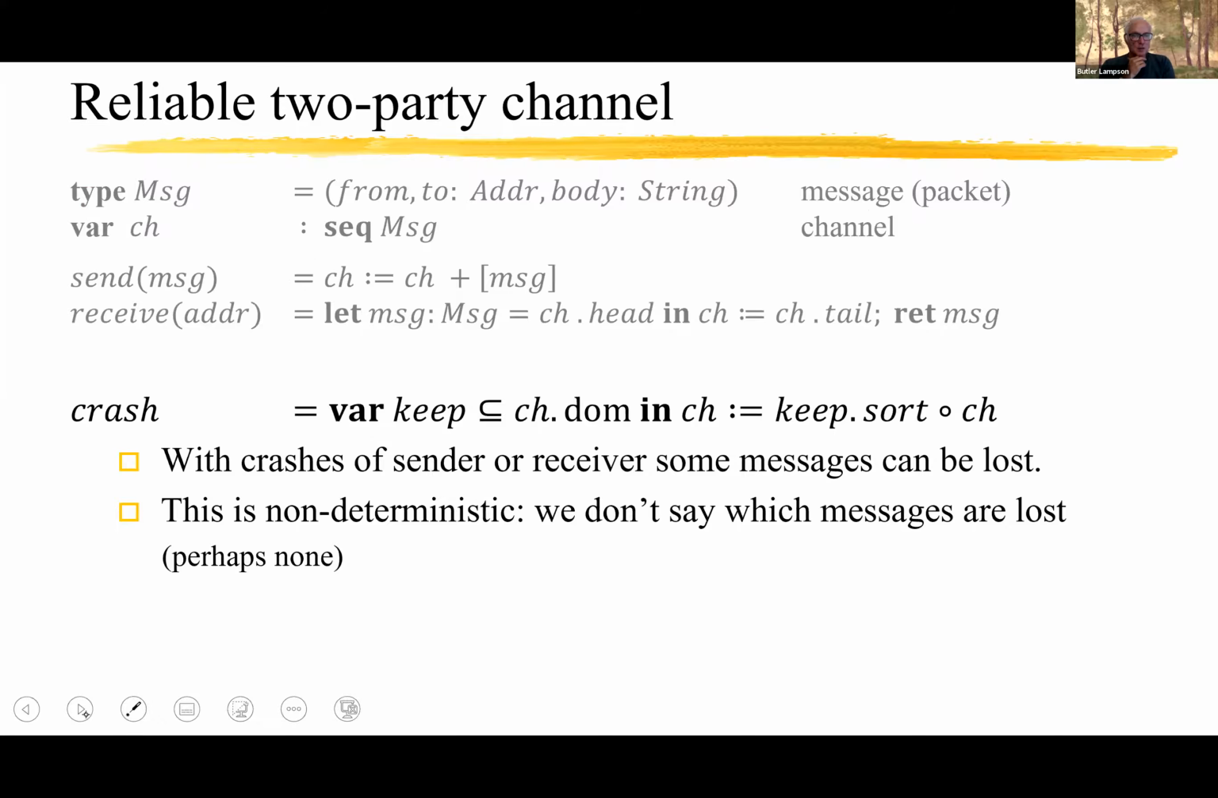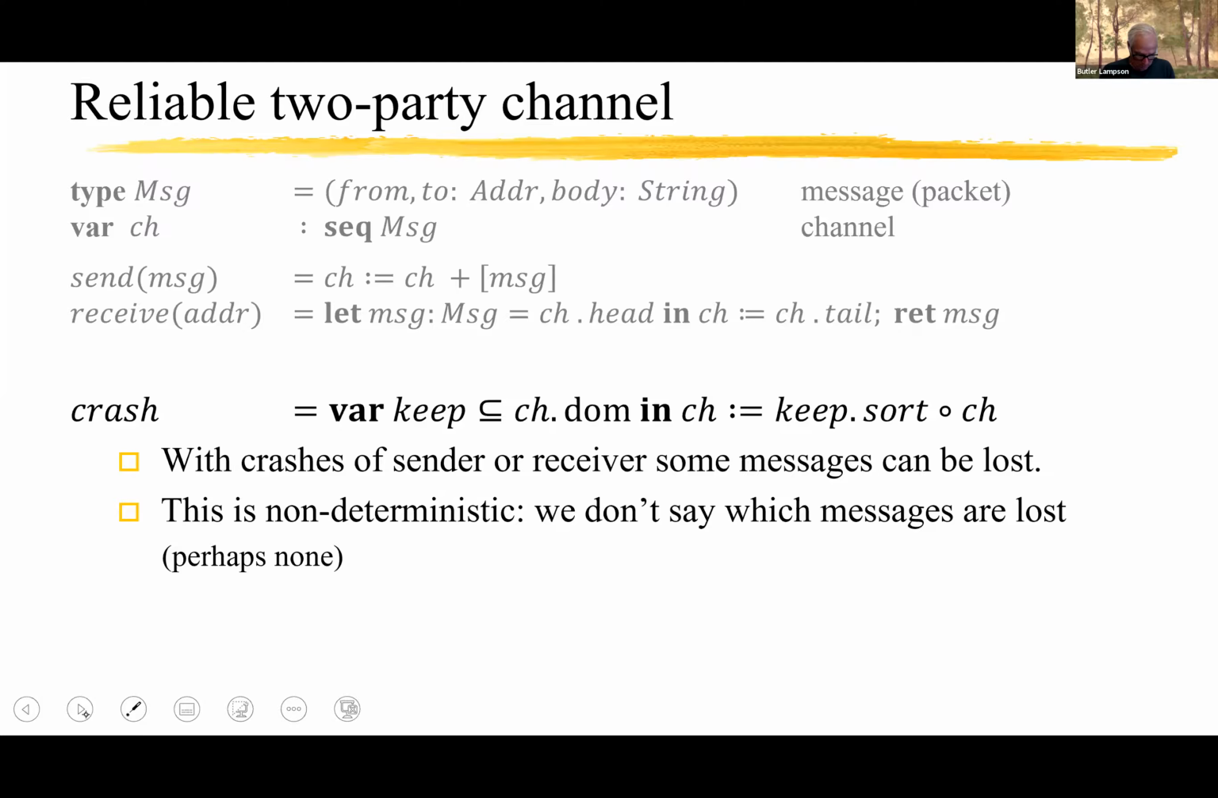So now let's look at the reliable two-party channel, now that we have a little bit more notation. So the stuff in gray we already looked at, but now we're going to allow crashes to happen. It's possible for either the sender or the receiver to fail. What happens to this channel when there's a crash? Well, the spec says you find some subset of the domain of the channel. That is, you pick out some subset of the messages that are in the channel, and you just keep those. So why does it say that? It says you take that subset that you chose, you sort it, and then you compose it with the channel.